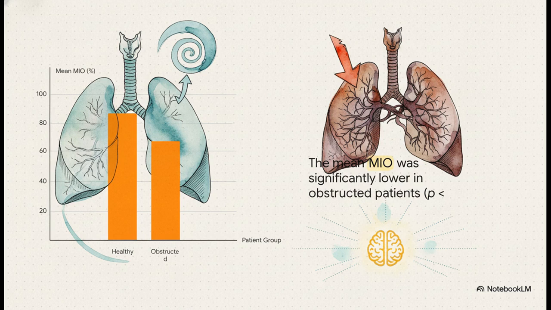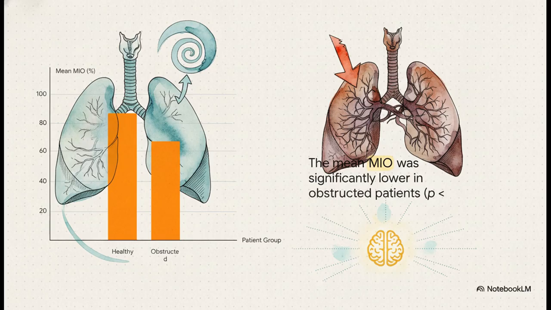In the healthy group, the average MIO was way up there, around 87%. But in the obstructed group, it dropped down to 67%. And this wasn't even close. The difference was highly statistically significant, with a p-value less than 0.001.